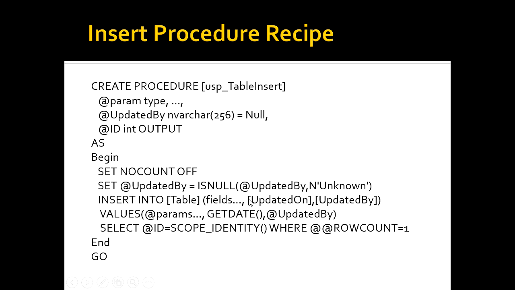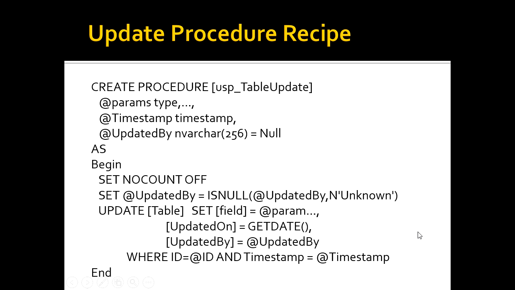And then when we're done inserting, by the way, you'll notice that for the updated on, we don't even need a parameter. We'll just use GETDATE. That's optional. You might pass a date from the client, but usually we just let the server look after it. And the updated by, if a value was passed in, we're going to use it. If not, we've substituted our own unknown. And then afterwards, we just select our SCOPE_IDENTITY to get the new ID, setting that to the output parameter. Okay, so that's our insert.